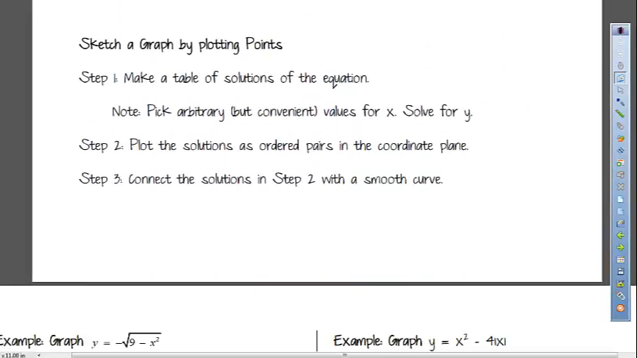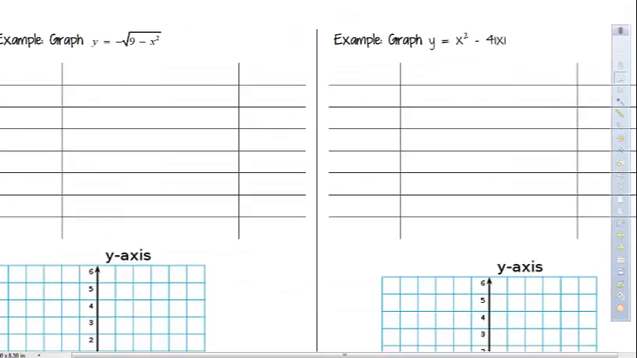All right, we want to talk a little bit about graphing some equations. And here we're going to graph by plotting points. That's not the most sophisticated way, but we'll start there. We've got some steps here to help us. We're going to make a table of solutions. We'll pick arbitrary but convenient values for x, and then we're going to solve for y. We're going to plot the solutions as ordered pairs, and then we'll connect the solutions in step 2 with a smooth curve.